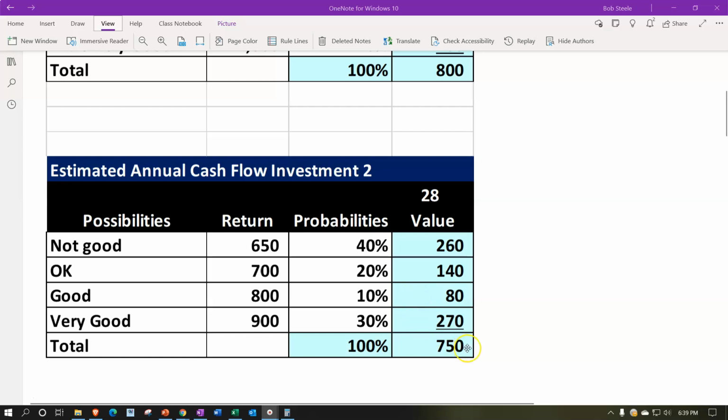Adding that up, we got the expected value for the second one of the 750. So of these two, the first one would be better, right? We got the 800 versus the 750. So if we just look at the expected value, you would think that given this spread of data that we had, the first option would be the best.